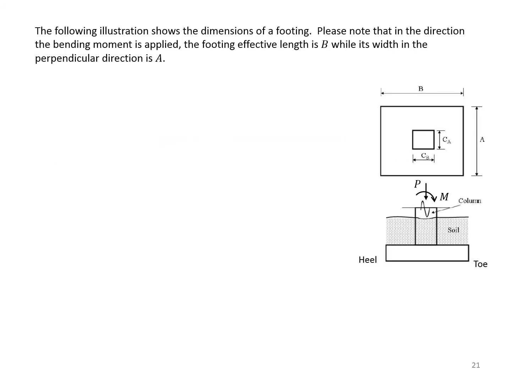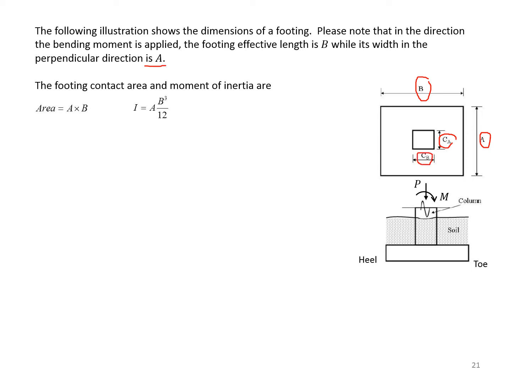The following illustration shows the dimensions of a footing. Please note that in the direction the bending moment is applied, the footing effective length is B, here it is, while its width in the perpendicular direction is A. CA and CB are the size of the column or the pedestal. Therefore, the contact area is A times B. The moment of inertia of the footprint is AB cubed divided by 12.